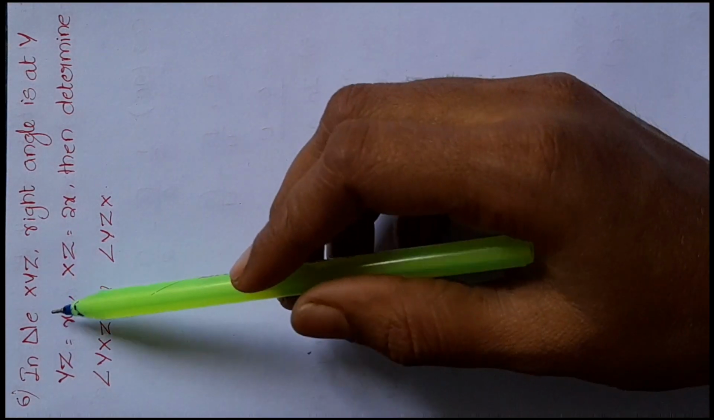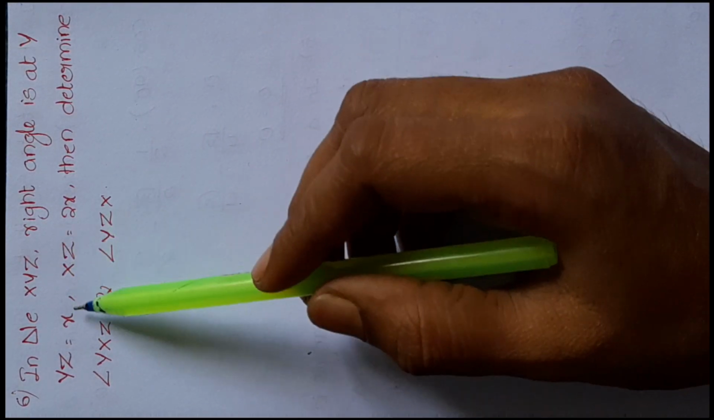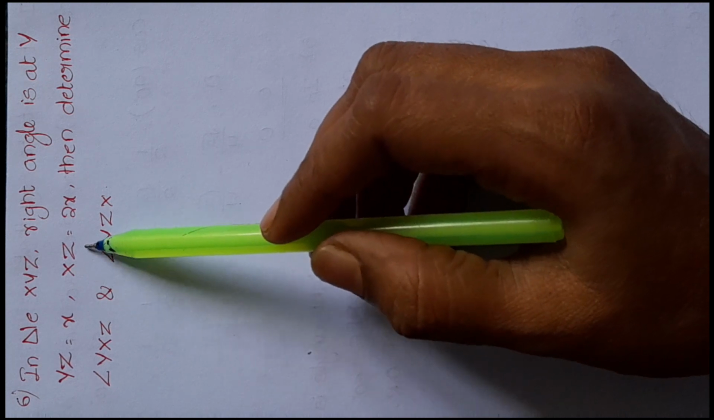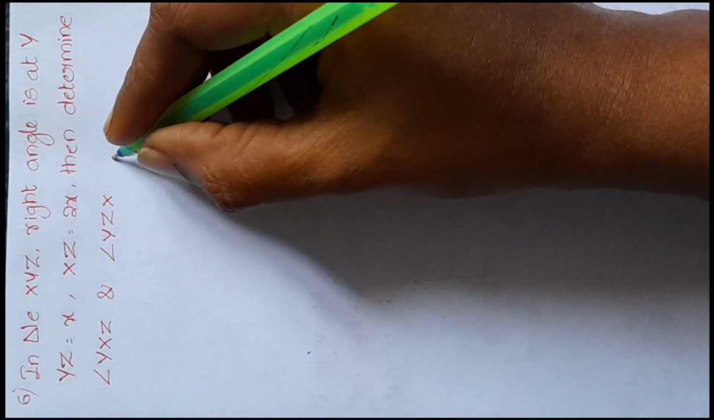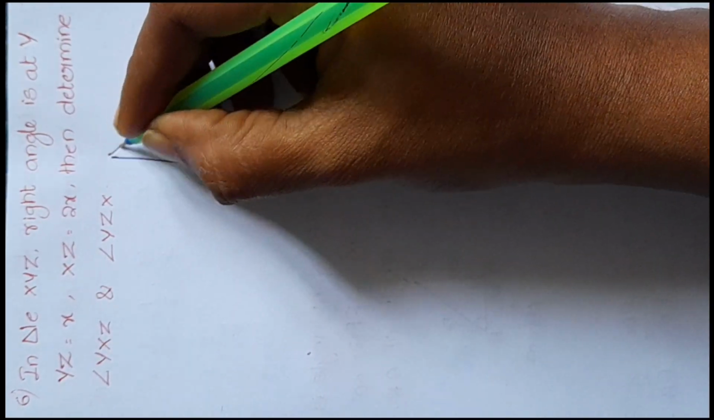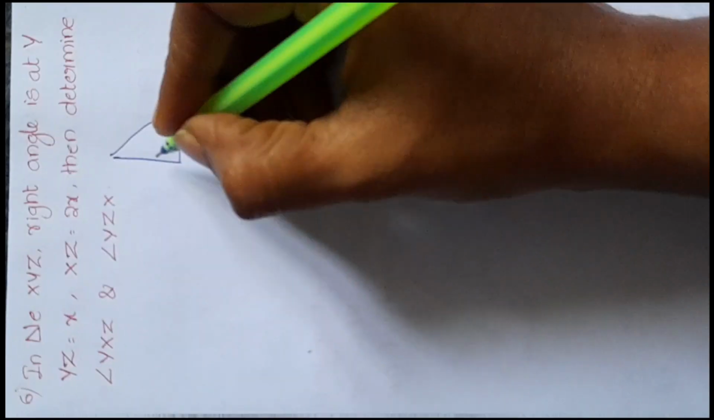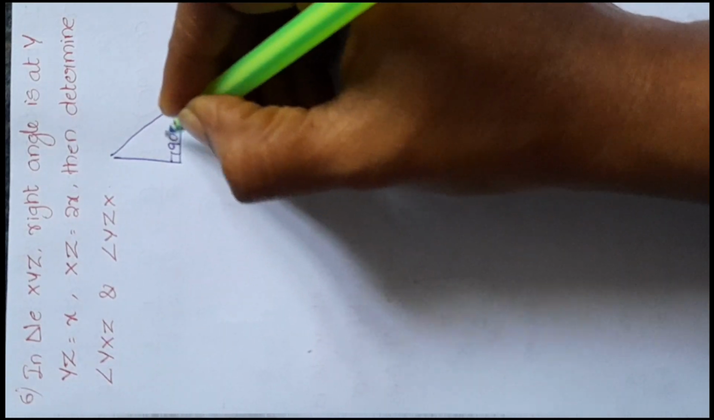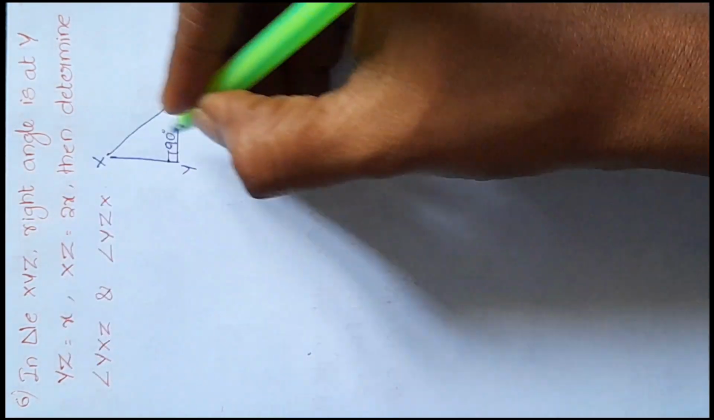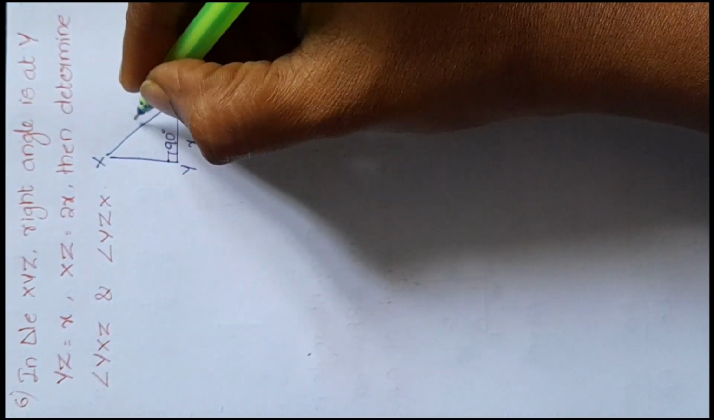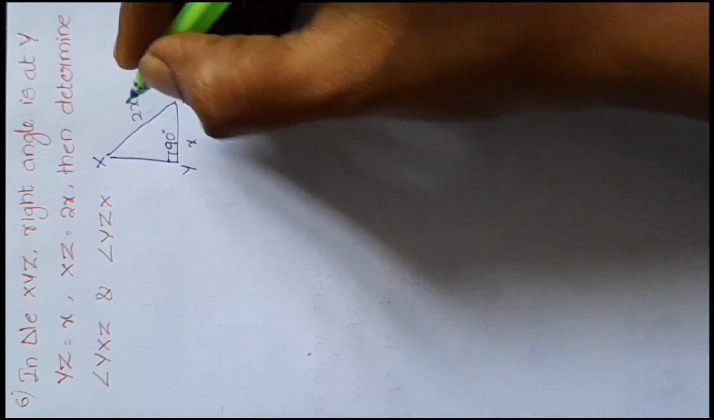Sixth question is, in a right angle triangle XYZ, right angle is at Y. YZ is equal to X, XZ is equal to 2X. Then determine angle YXZ and YZX. Now let us construct a right angle triangle from the information given in the question. Here given it is right angle at Y. So this is 90 degrees Y and here it is X and Z. YZ is equal to X is given and XZ, that is the hypotenuse, is given as 2X.